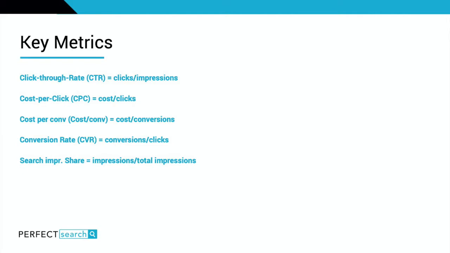A conversion rate is very similar to click-through rate, but it's conversions divided by clicks. So out of all the people who click on the ad and go to the website, what percentage of them actually do the conversion action that you've set? And again, this can widely vary from a very small number, like 0.1%, all the way up to 50, 60, 70%. Sometimes it's over 100%.